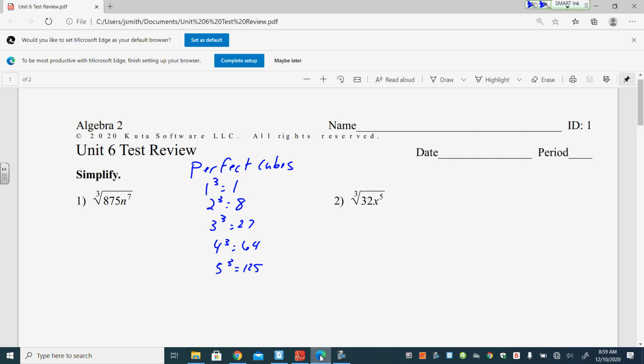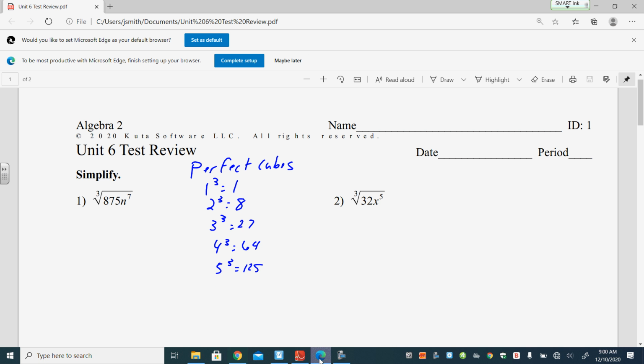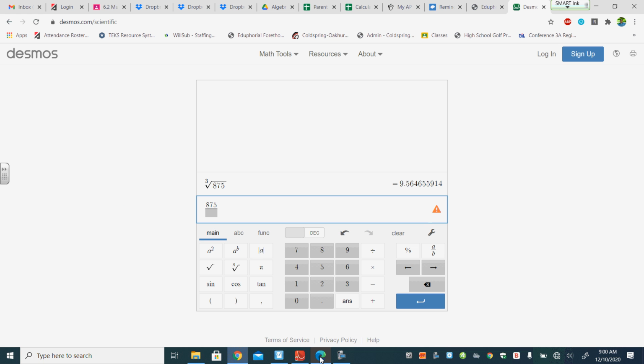Now, it doesn't matter which one you divide by, you're just trying to get a perfect number. So you can take 875 and divide it by 8 if you like. It did not give me a perfect number, so therefore 8 would not be the one I want to use. So going back to it, my next one I would choose is 27. So now I'm going to divide it by 27.